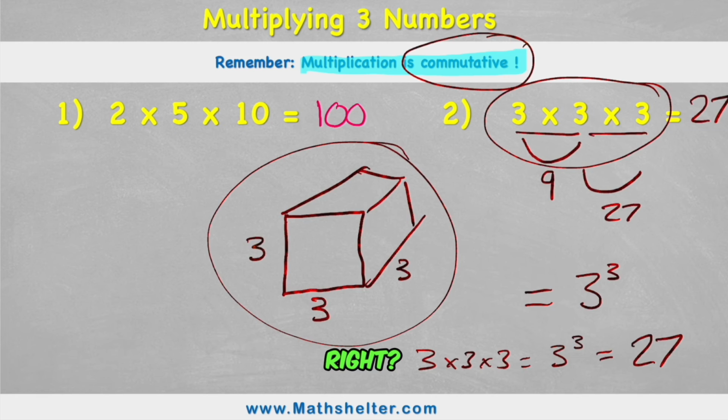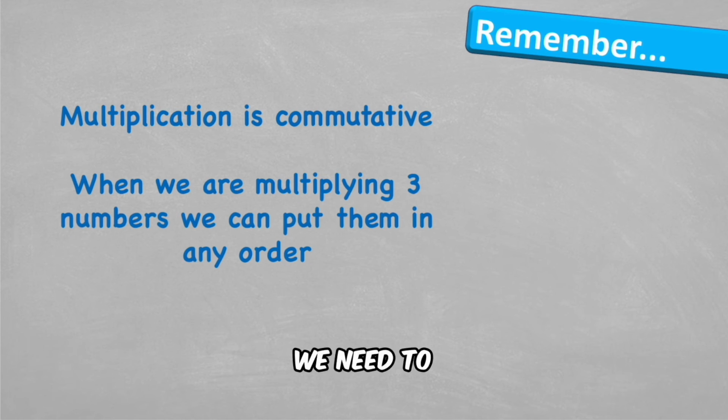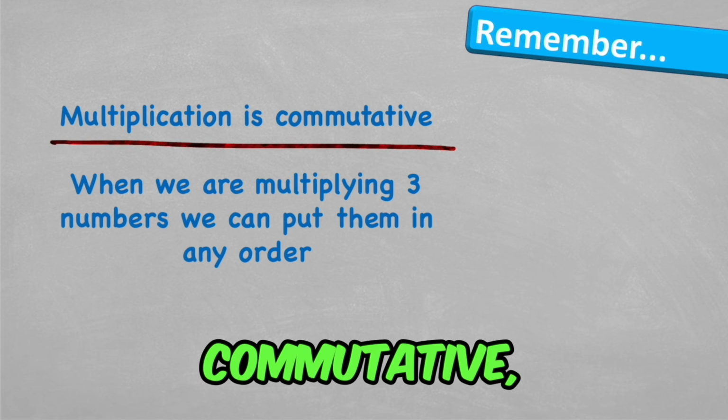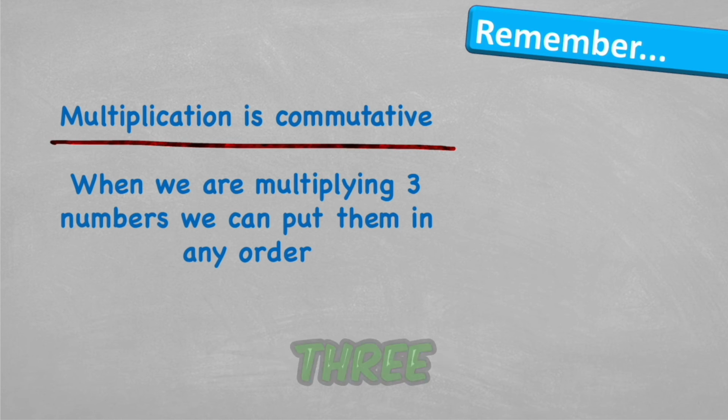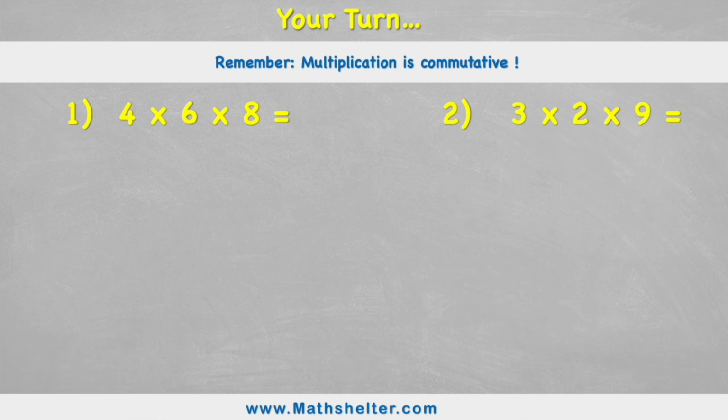Pretty simple, right? So what should we remember? We need to remember that multiplication is commutative. And when we are multiplying 3 numbers, we can put them in any order that will help us solve it easiest. So here are 2 questions for you. Have a go at solving these 2 questions by pressing pause on the video now and putting your answers in the comment section. Press pause, good luck.